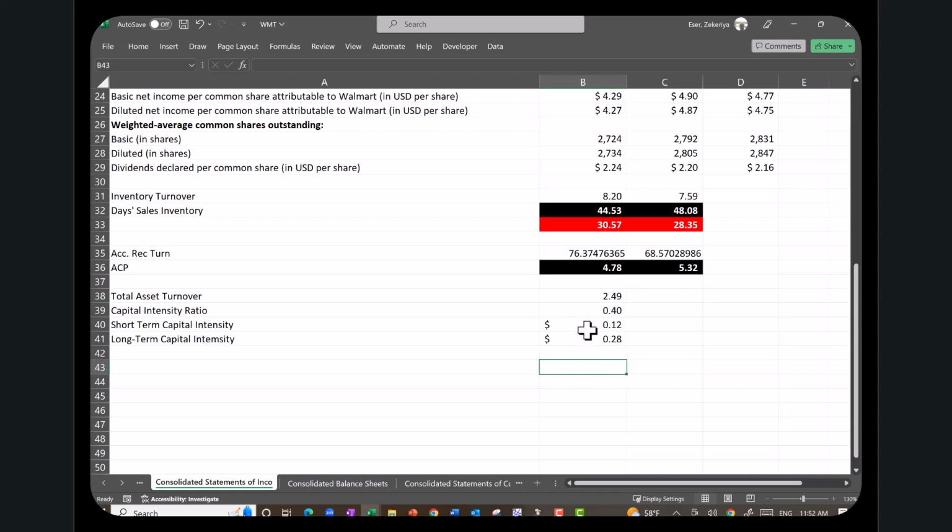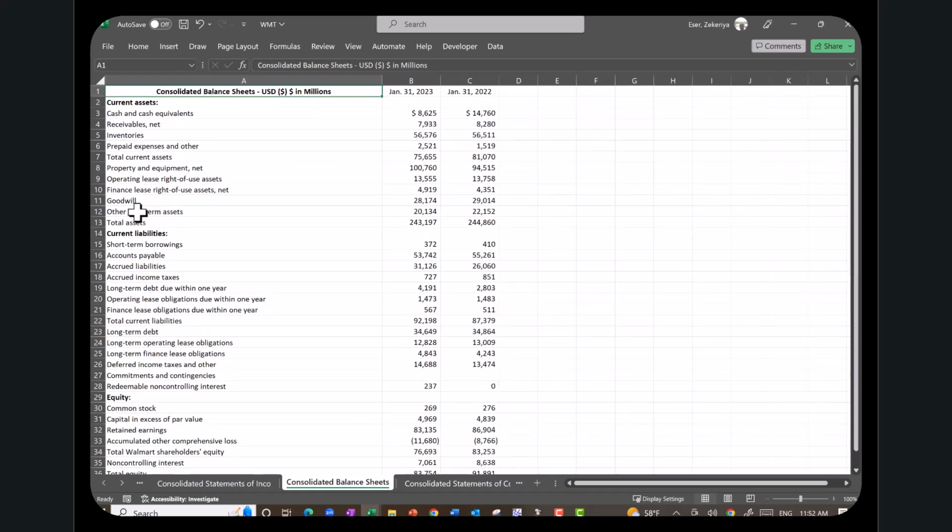Short term is one. Then I'm looking at long-term capital intensity. There are certain long-term assets that I don't particularly care about. For example, goodwill. I've already spent the money, it doesn't require any financing. Let's look at the goodwill for Walmart. That's 28 billion. That's about 12% of the total assets, or about 25% of fixed assets.